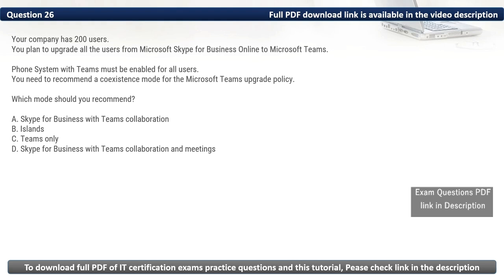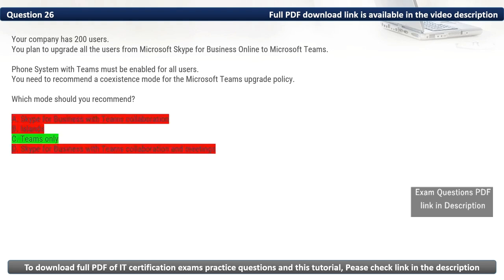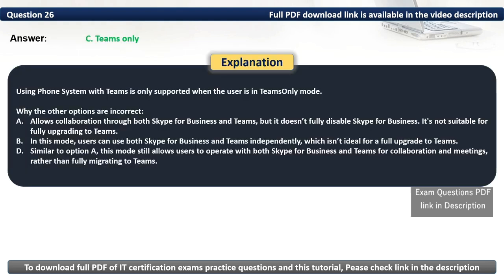Then we have B, Islands. In this mode, users can use both Skype for Business and Teams independently, which is not ideal for a full upgrade to Teams. Then we have D, Skype for Business with Teams collaboration and meetings. Similar to option A, this mode still allows users to operate with both Skype for Business and Teams for collaboration and meetings, rather than fully migrating to Teams. As such, the mode that we should recommend is Teams only. Thus, the correct option is C. Using Phone System with Teams is only supported when the user is in Teams only mode.